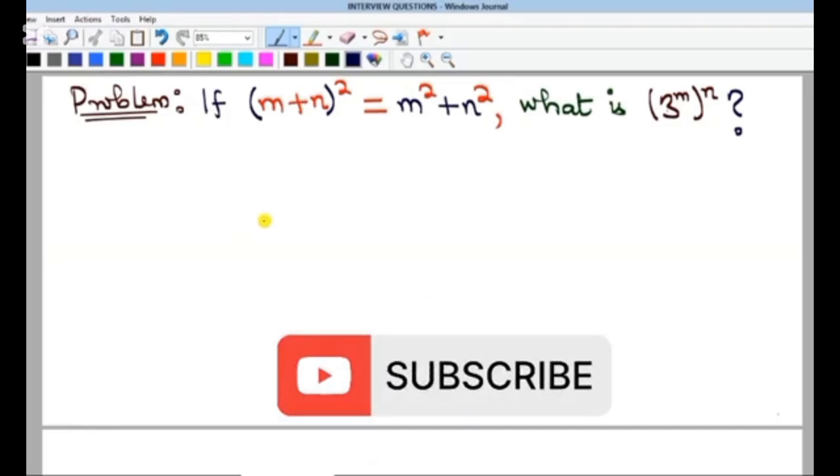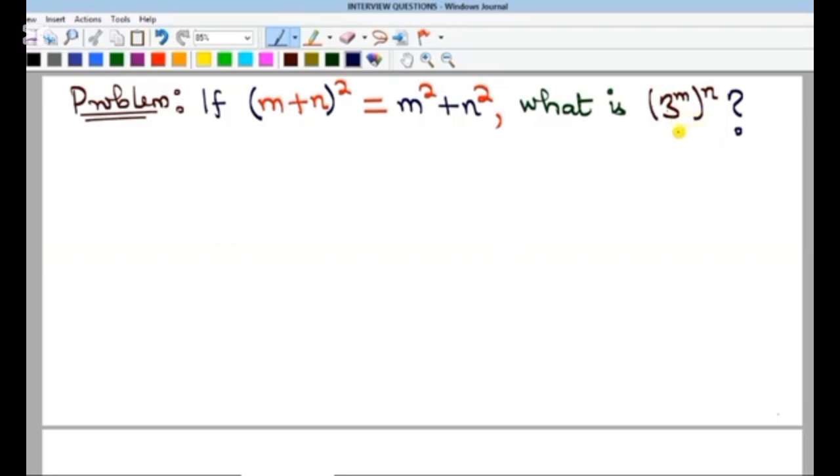So this problem says that we should find the value of 3 raised to the power of m, all raised to the power of n, if this particular equation holds. That means, let's take it that (m + n) all squared is equal to m squared plus n squared, so that we should find. This is a very simple problem, which anybody should be able to do without any issue at all. So what are you expected to do here?